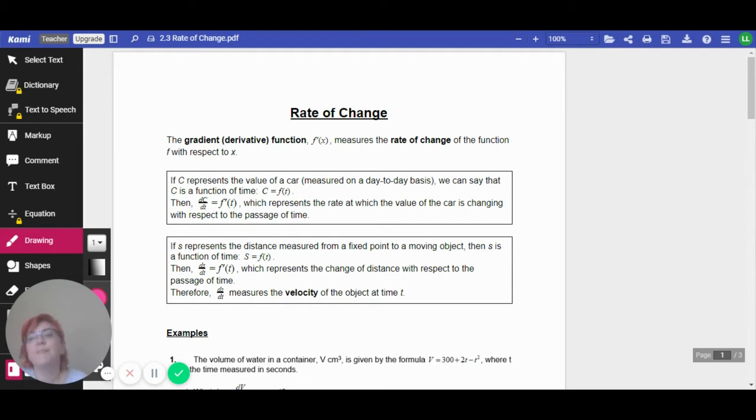If s represents the distance measured from a fixed point to a moving object, then s is a function of time because as time changes, that distance will change. s equals f of t. Then ds over dt, or f prime of t, would represent the change of distance with respect to the passage of time. And the change in distance with respect to time is known as the velocity of the object at that given time t. Let's do some examples.